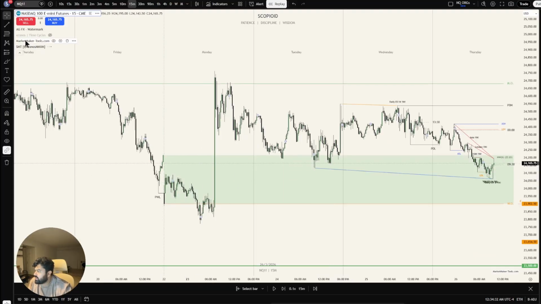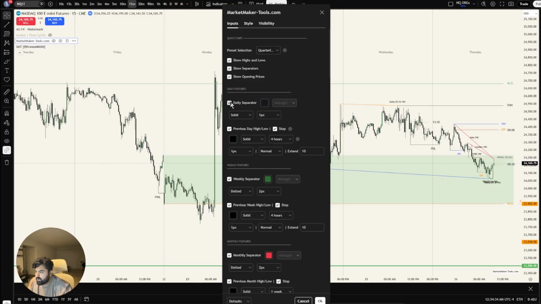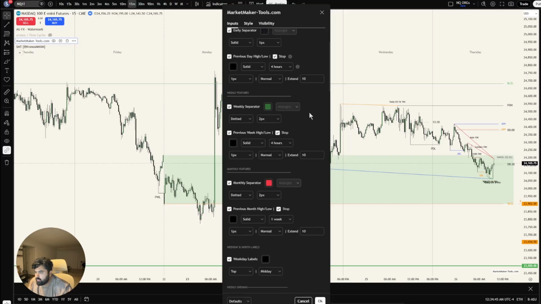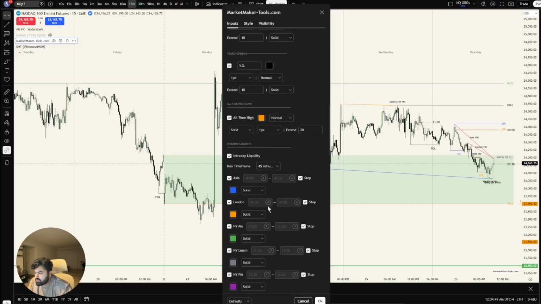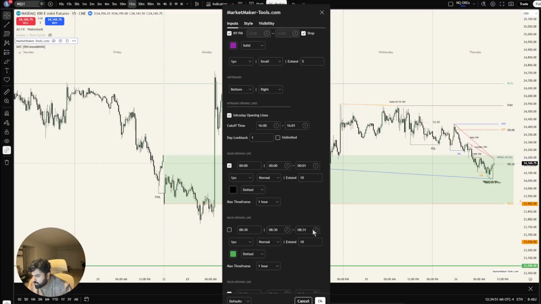Okay, I can change it in the settings, I believe. Daily separator. Okay, this is the daily separator. And then there has to be some sort of other options that I cannot really go through at the moment.